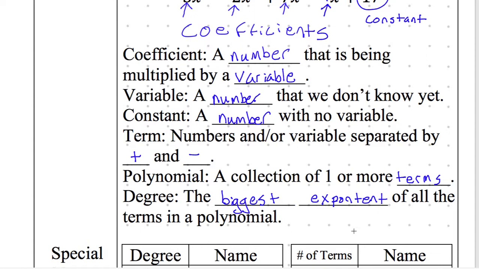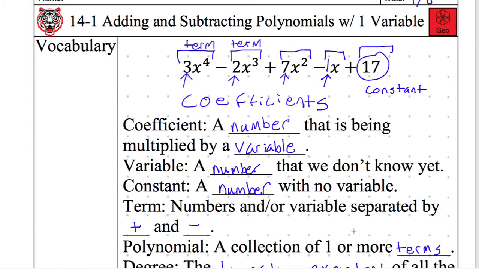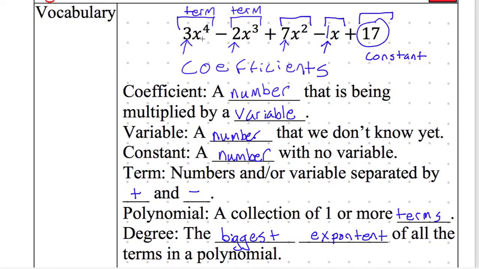I have to look at each and every single one of the terms. Which one has the biggest power? And what is that power? So I look back up here at my polynomial. I have a power of 4, power of 3, power of 2, power of an invisible 1. This is technically a power of 0. Because really, anything to the power of 0 is 1. So 17 times x to the power of 0 is just 17. So that's a degree 0 term.